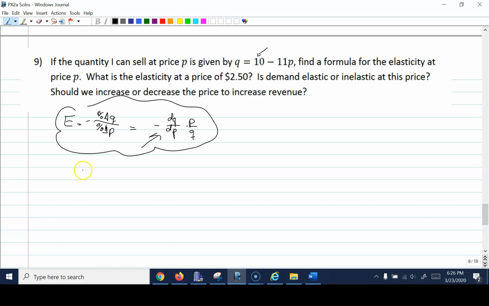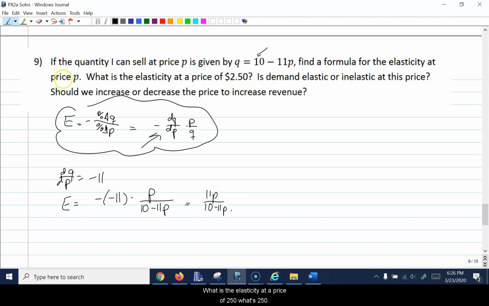So Q is 10 minus 11P, so dQ/dP is negative 11. So elasticity is negative times negative 11 times P, where P is the variable, over Q, the function 10 minus 11P. So this is 11P over 10 minus 11P. Okay.